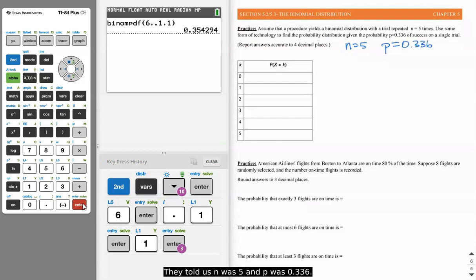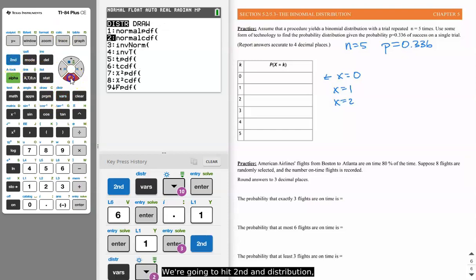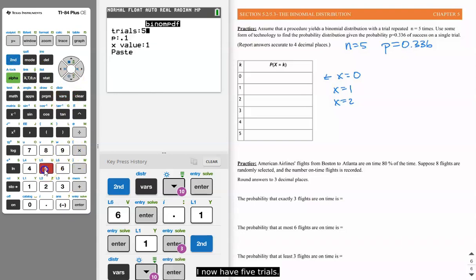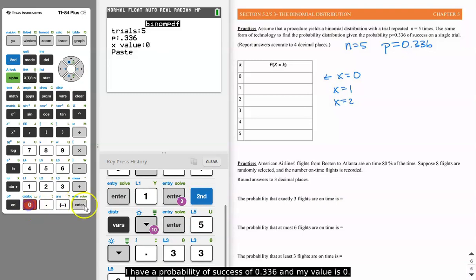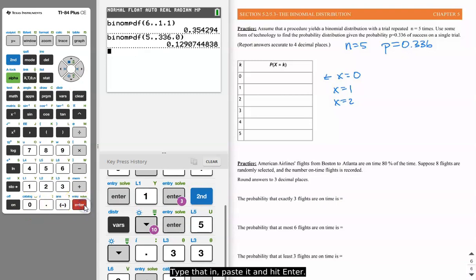Okay. So what this table is saying is to find the probability when x is 0, when x is 1 and 2 and so forth, all the way to 5. So we're going to find the binomial probability basically 6 times because we have the 0 in there. So we're going to hit second and distribution. Go down to binomial PDF. I now have 5 trials. I have a probability of success of 0.336, and my value is 0. Type that in, paste it, and hit enter.